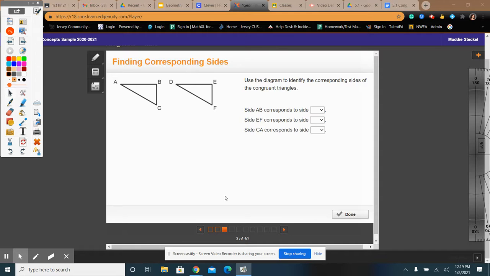Try identifying corresponding sides of the triangles. Okay, if these are congruent, what does AB match with? Well, AB looks like it's going to match with DE. What will EF match with? That's the short side. It matches with BC. And CA, be careful, down to the up matches with F to the D.